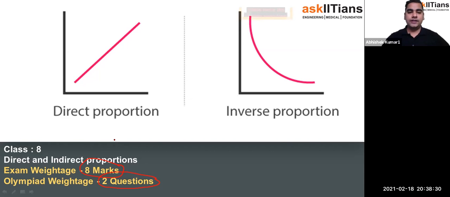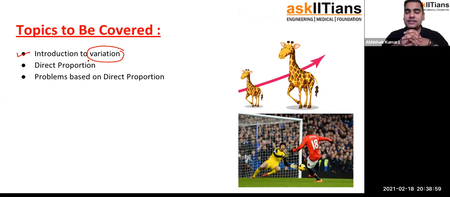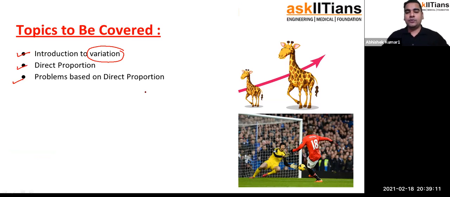Okay, let's move ahead. Which topics are we going to cover in this session? We are going to cover 3 topics mainly. First, what is the meaning of variation? Variation is important because it will further be divided into 2 subtopics, which is the name of the chapter itself, that is direct variation and indirect variation. The second topic is direct proportion. And the third is a few problems based on direct proportion.